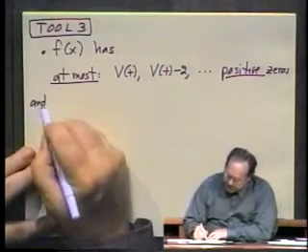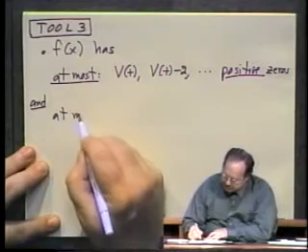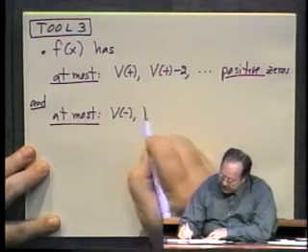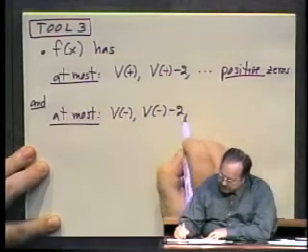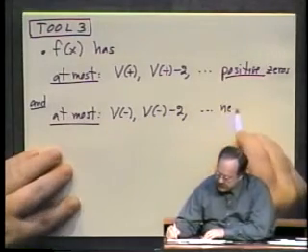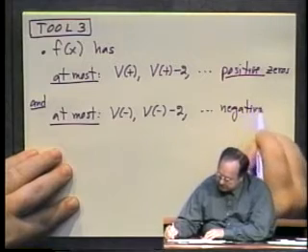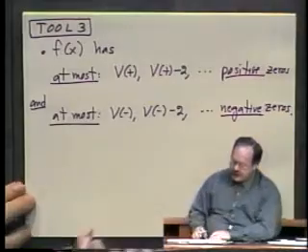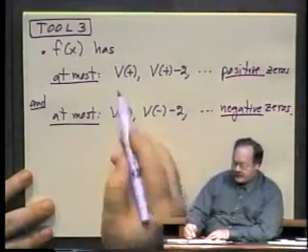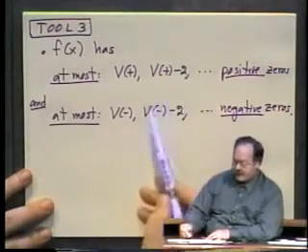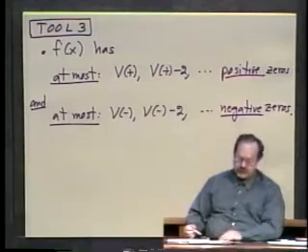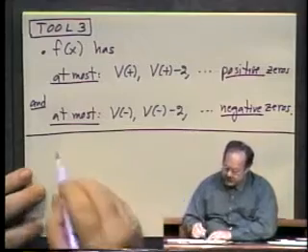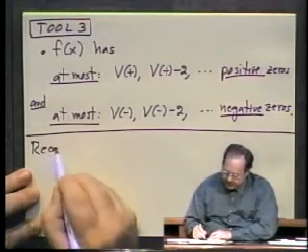And it has, at most, variation with the minus sign, variation minus sign minus 2, etc., negative zeros. So if you calculate those variations, then the most that you can have in positive zeros are one of these numbers, or negative zeros, one of these numbers. And just in case you don't remember how the variation is calculated, let me remind you.